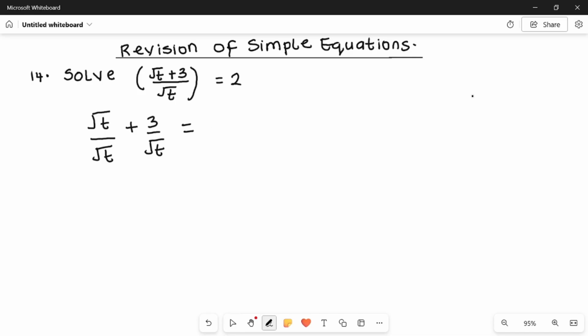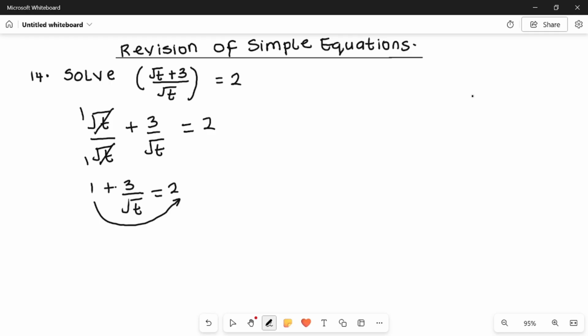Is equal to 2. So t will cancel out t to get 1, and we'll be left with 1 plus 3 over root t is equal to 2. So if you take 1 to the other side, it will become minus 1.